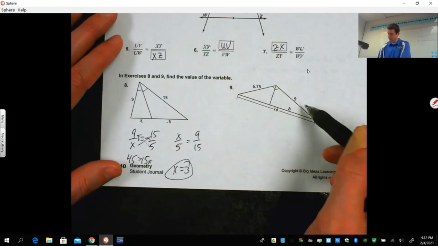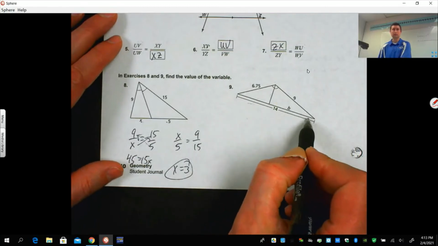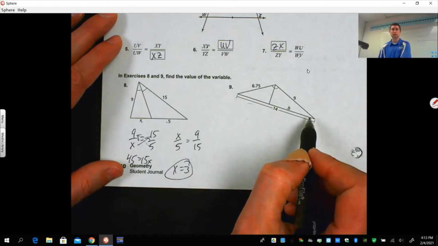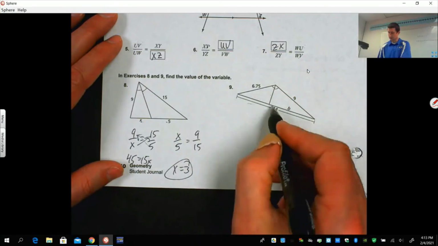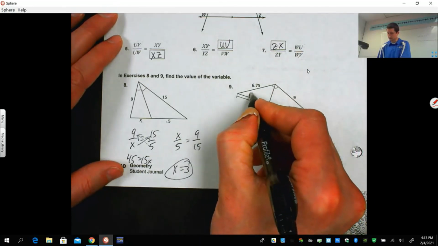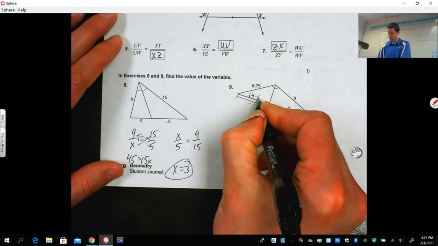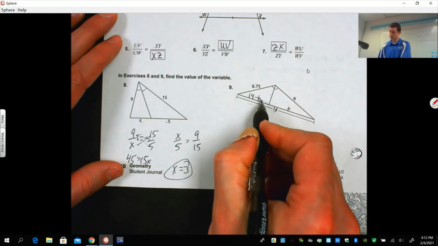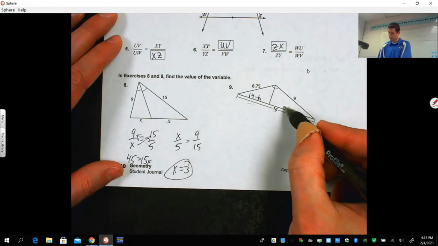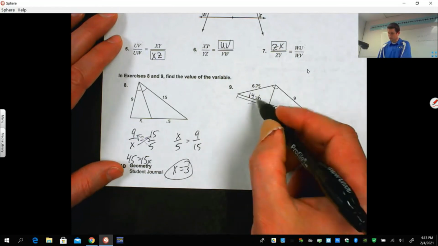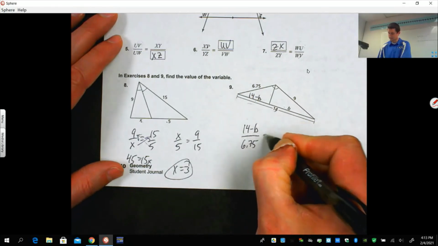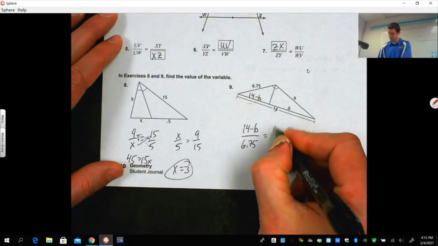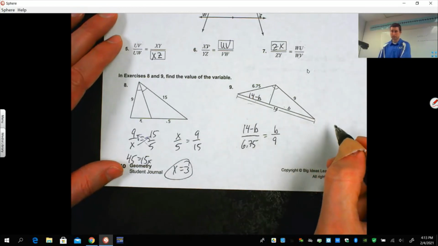The final example, notice the total length 14. We'll get into a little bit more algebra here. This is 14, it's the total length. We're going to go 14 minus b, the total minus the part. So how we set this up is 14 minus b over 6.75 equals b over 9.